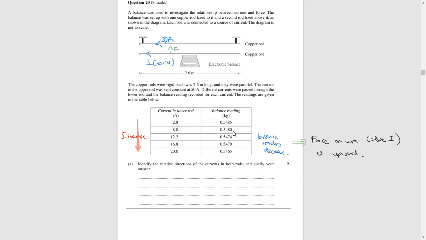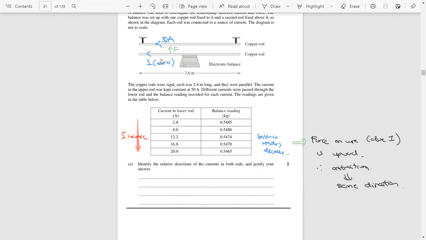Which then, of course, suggests to us that if the force is upward, then it's an attractive force between the wires. And if it's an attractive force between the wires, then that means they are in the same direction. So I don't know if they're both going left or if they're both going right, but they are definitely both going in the same direction. Okay, so we definitely need to examine that before we look at the question further. And then we probably need to do something in terms of readings. Maybe we'll look at the questions before we do that.